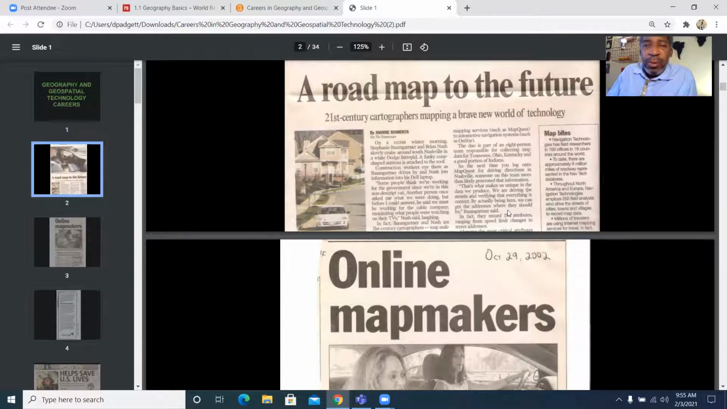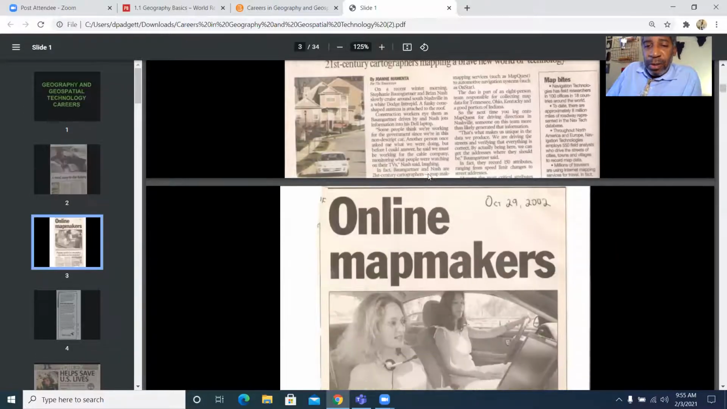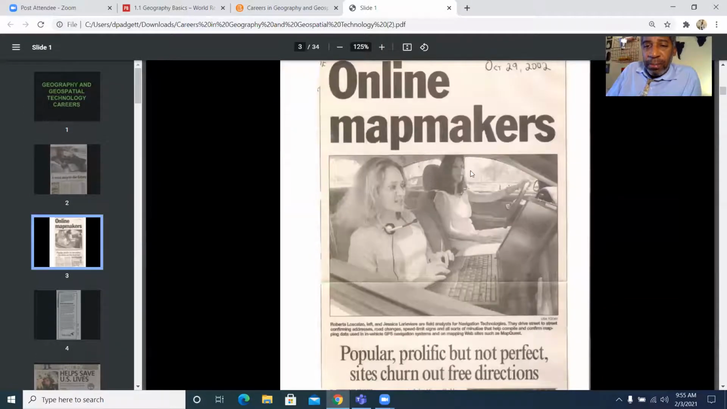And so some of you all have used Google Maps, or you've used some form of online map. And so these maps have to be updated frequently. And so here are a couple of young ladies here who have that job. So there's actually a career or job whereby people update the maps that you use in Google Maps. They have to be updated.